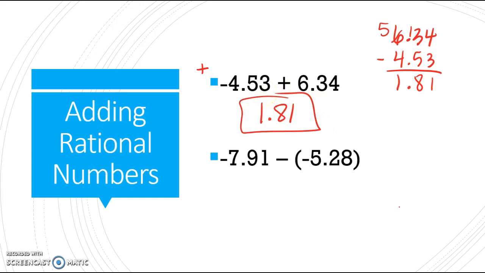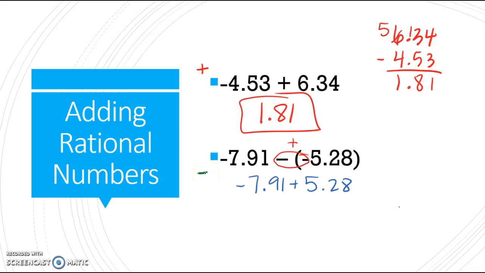Our second one looks a little bit different. We've got that minus a negative, so that actually cancels each other out. That turns into a positive. Don't forget those rules. So now I've got -7 and 91/100 plus 5 and 28/100. So I'm going to just rewrite that underneath so I don't get confused. And I see that I've actually got more negatives here. So my answer is going to be a negative number.